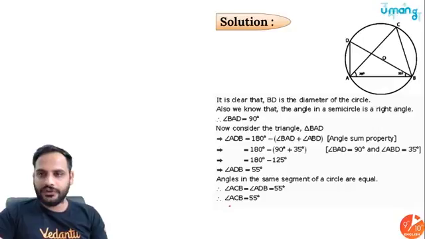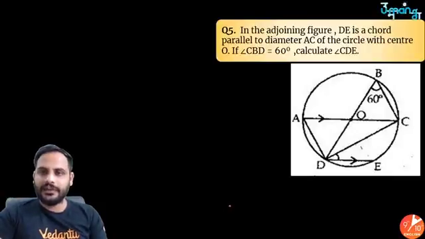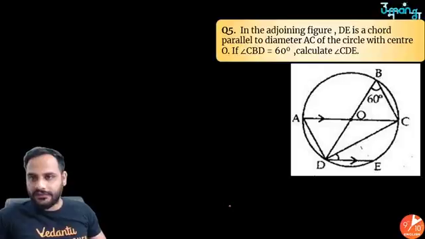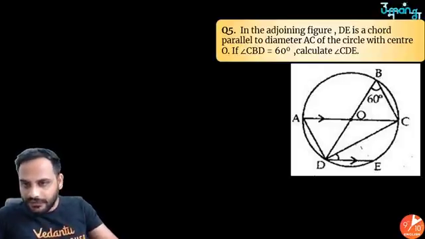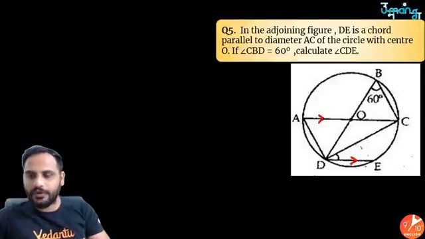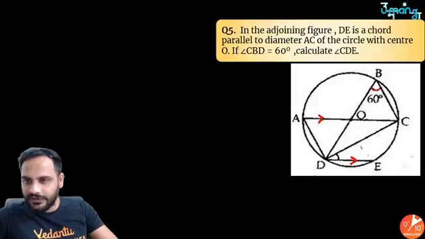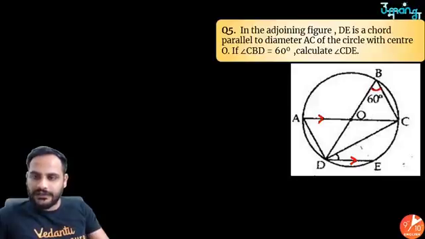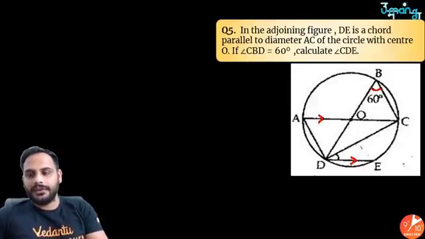Okay, let's go for the next question. Now the next question is this. In the adjoining figure, DE is a chord parallel to diameter AC of a circle with center O. So remember, this and this, they both are parallel. If angle CBD is 60 degrees, calculate angle CDE. This angle we need to find out, CDE.